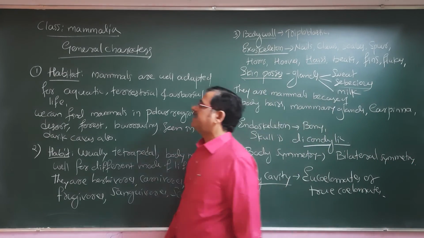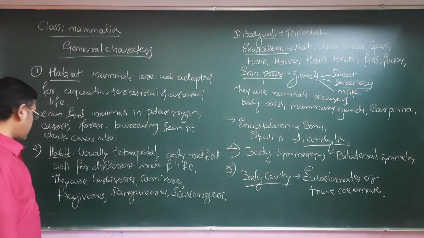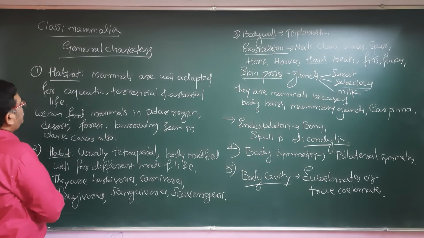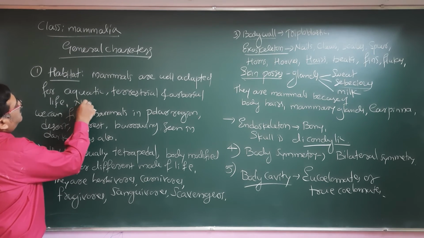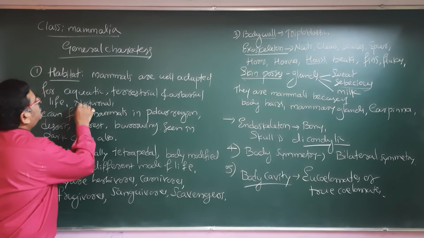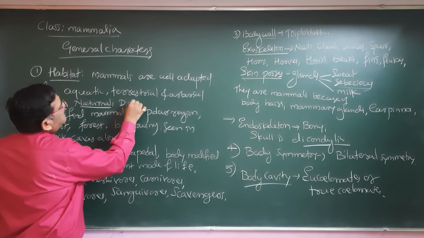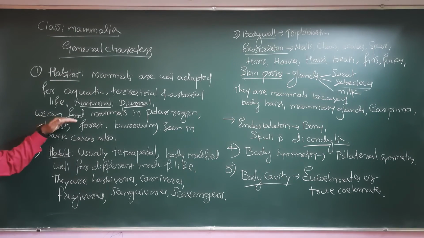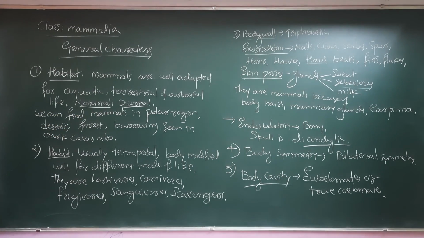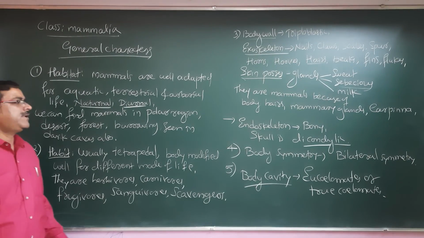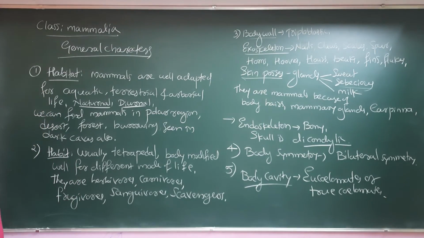One more important point I have to mention here: as such they are well adapted for arboreal life. They can be nocturnal, which means active in the night, or they can be diurnal, which means active in the daytime. And then we can find mammals in the polar region, mainly in cold conditions, in the freezing ice: it may be the polar bear, the seals, or the walrus. Then they can be seen in the desert, it may be the camel.